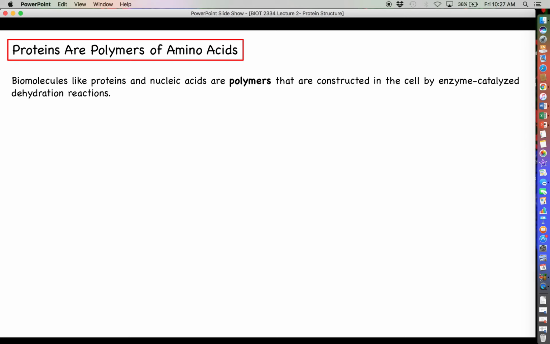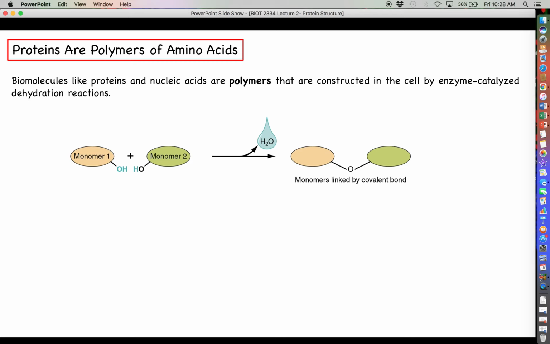All biomolecules like proteins or nucleic acids or polysaccharides are polymers that are constructed in basically the same way. So the cell is going to build proteins or build nucleic acids by using enzymes to catalyze dehydration reactions to join monomer units together. So this is just the basic representation of what a polymerization reaction looks like.